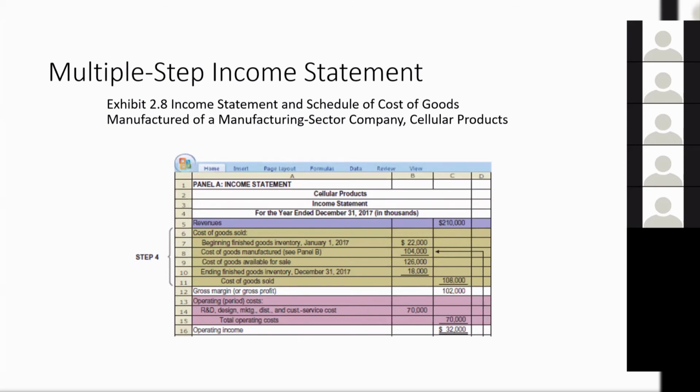To report the flow of costs just illustrated on the income statement, we calculate the cost of goods sold as follows. Beginning finished goods inventory plus the cost of goods manufactured, that we just calculated earlier. That gives us our cost of goods available for sale. Then we subtract out our ending finished goods inventory, and that will give us our cost of goods sold. If we subtract cost of goods sold from net revenues, you get gross margin. We already talked about that. From gross margin, we subtract period costs to obtain operating income.